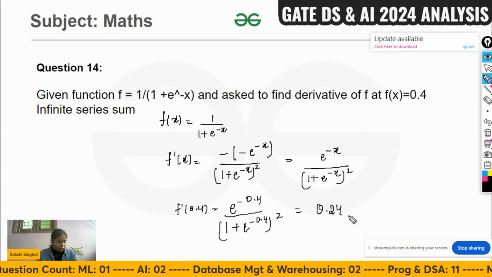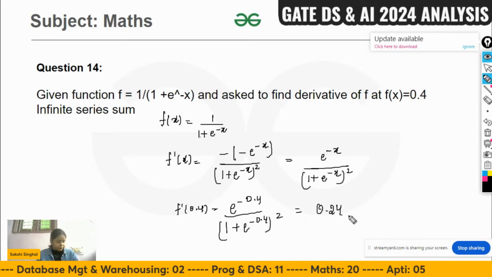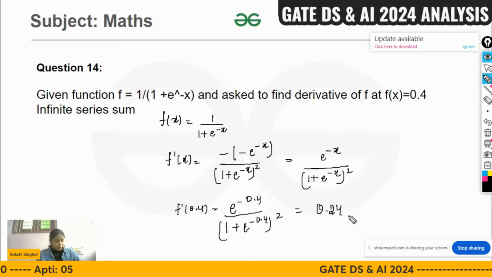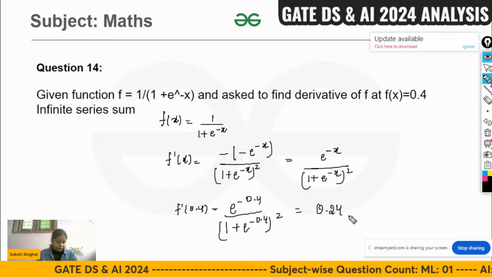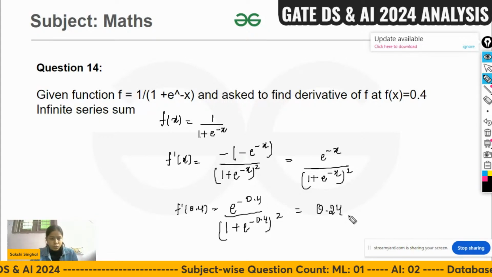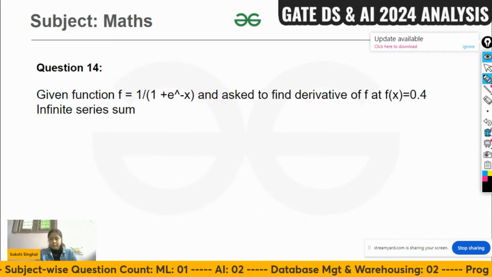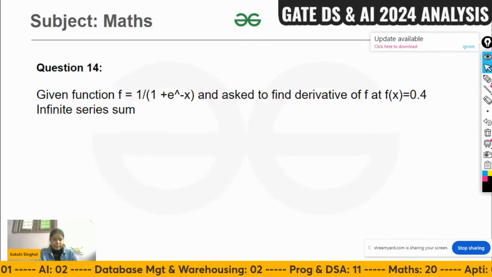Just tell me, guys, how many of you have done this question correct? Okay, so I hope you got this question correct because this question was really easy. You just have to find the derivative and put all the values in the calculator, right? Okay, should we move to the next question, guys? Okay, let's see the next question.